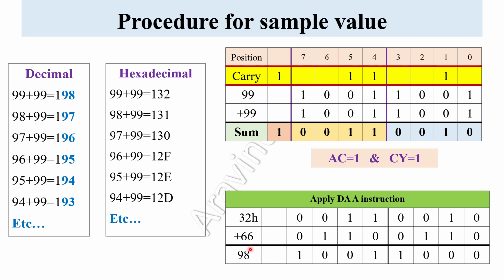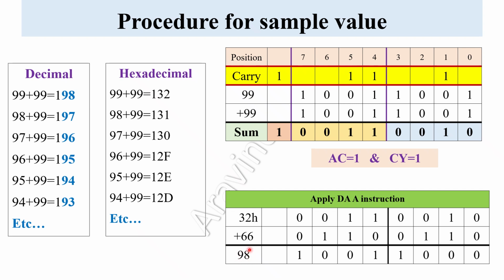Then as per the DAA instruction, we are applying the DAA instruction, remember. Auxiliary carry flag is affected, so add 6 to the lower nibble. Carry flag is affected, so add 6 to the upper nibble. Therefore plus 66 is being written here, right? After adding this, the result we are going to get is 98. So the decimal value we required, 99 plus 99, we are getting over here.